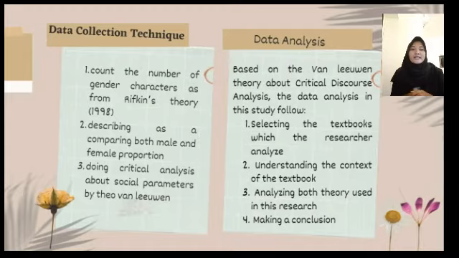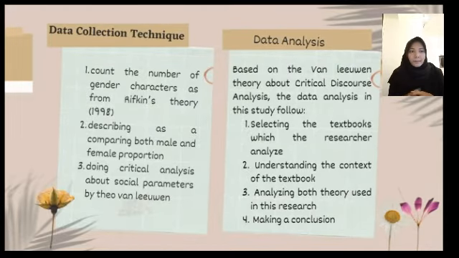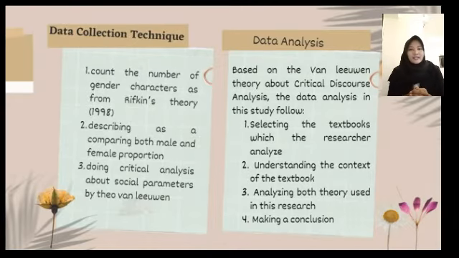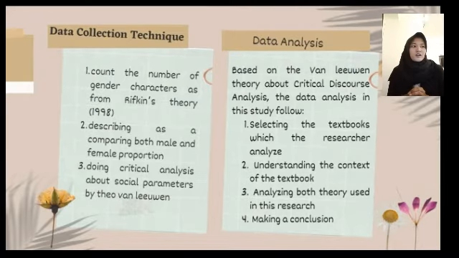The second technique is describing, comparing both male and female proportion, and the last is doing critical analysis of social parameters by Theo van Leeuwen. And the data analysis of this research is based on Theo van Leeuwen.